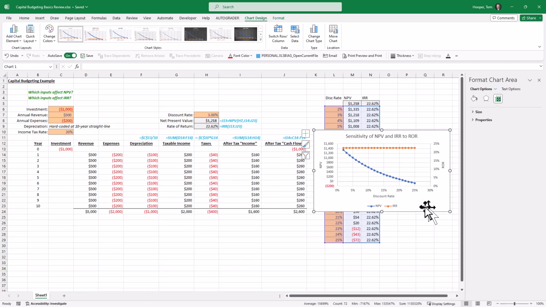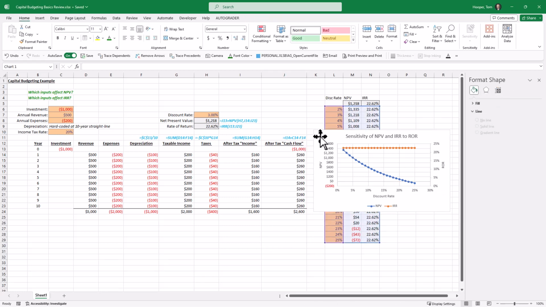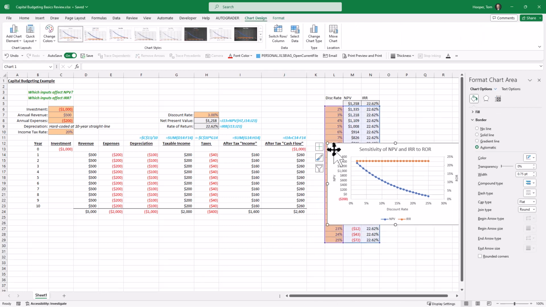And here's a nice picture that shows that NPV falling off with discount rate, shows IRR remaining constant as discount rate changes, and it shows that NPV hitting zero right around 22.62%. So that's one way to look at it. Actually, two ways to look at it. We did a data table, we did a chart. Before that, we even did a goal seek.